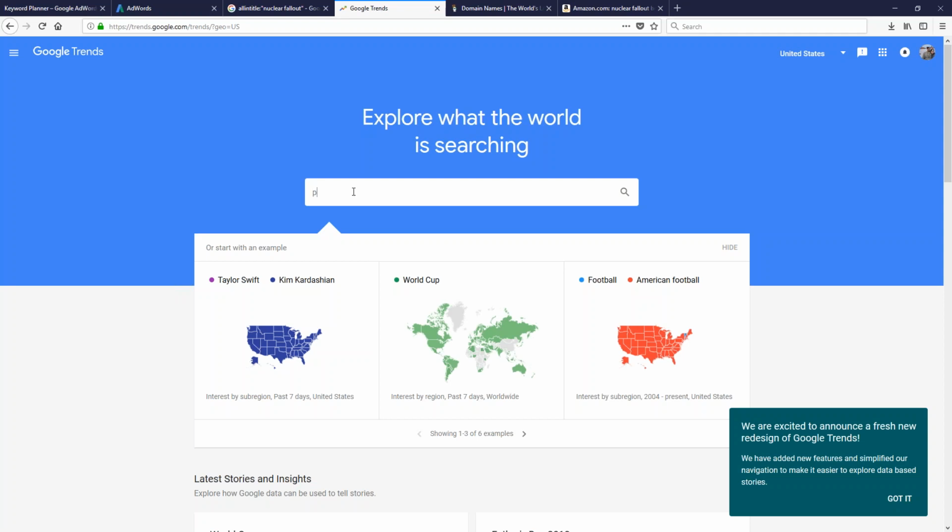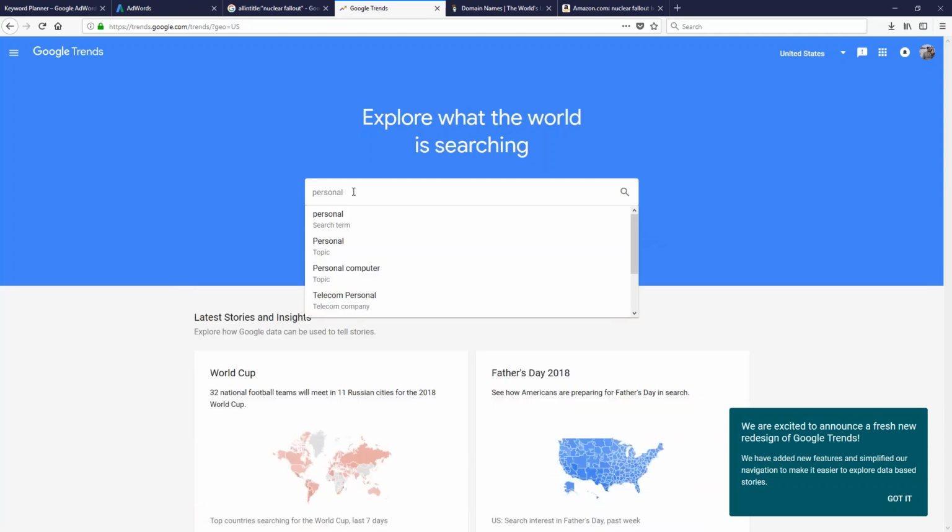Now, I believe I may be in a too specific niche. Actually, Geiger counter would probably be the best term that I could use for this.